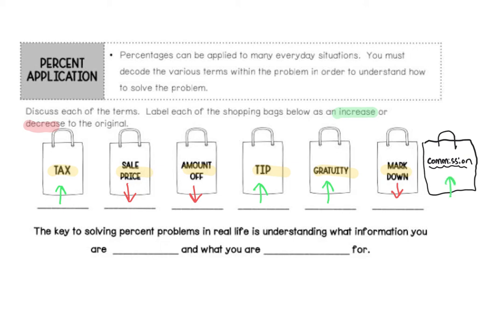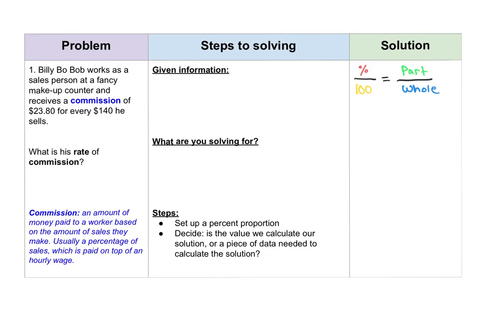The key to solving percent problems in real life is understanding what information we are being given and what values we are being asked to solve for. Let's check out how this all works. In this problem, we have my dear friend Billy Bob, and he is working as a fancy salesperson at a makeup counter. And he is receiving a commission of $23.80 for every $140 he sells.